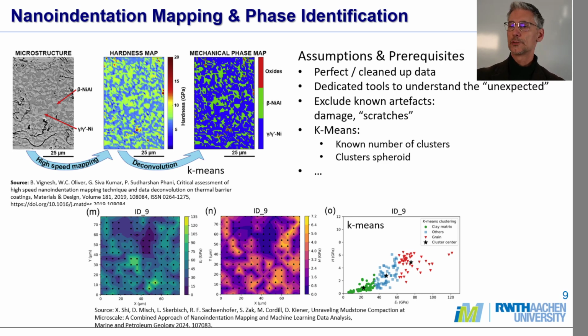We also need some dedicated tools to understand the unexpected, shall we say. We need to exclude known artifacts like damage or scratches in the surface or whatever it is. But also the machine learning algorithm itself comes with assumption prerequisites. For example, if we are to use k-means clustering, that means that we have to know the number of clusters beforehand. Either we have expert knowledge about this, or we sort of tune this and then we have to understand the tuned number. And k-means comes with the assumption of essentially spheroid or circles as clusters because of the way the clusters are formed.